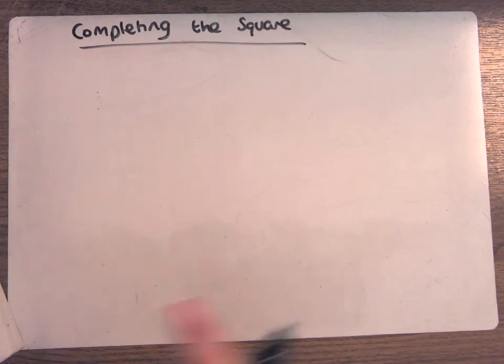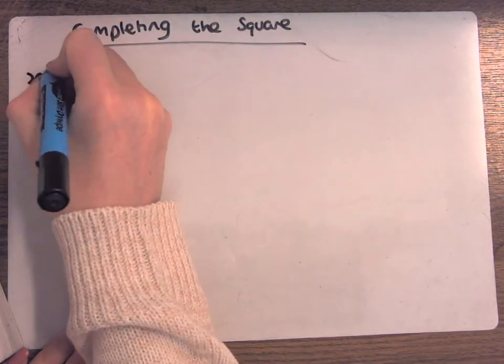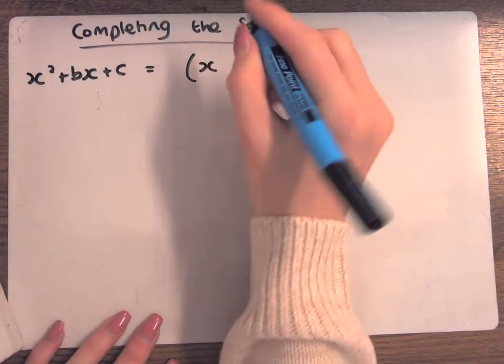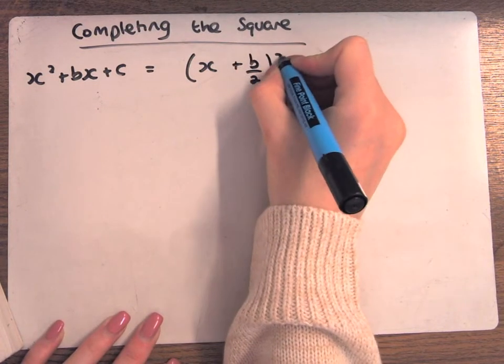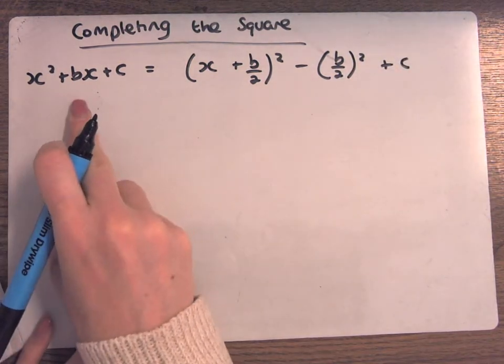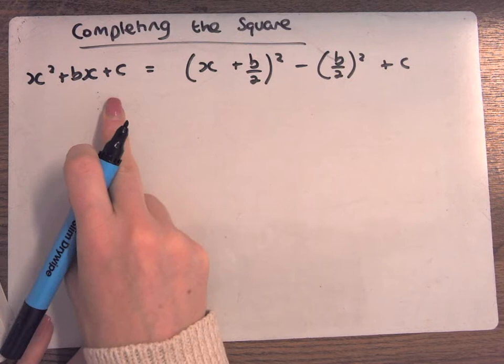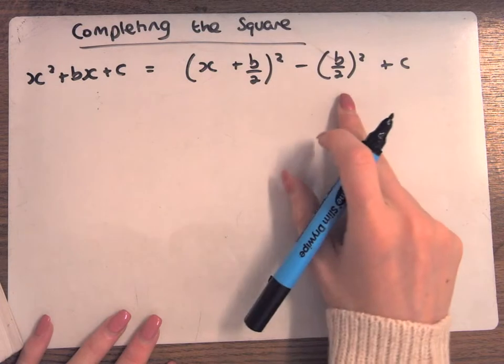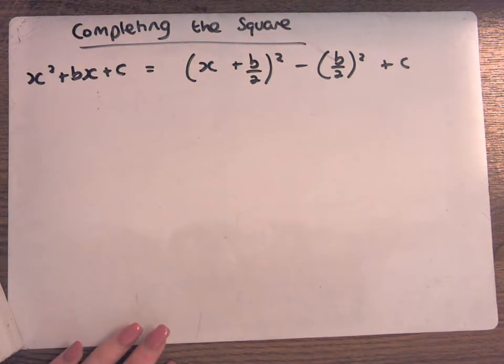Okay, so I'll give you the formula. So if you have a quadratic, x squared plus bx plus c, to complete the square, you do x plus b over 2 to be squared minus b over 2 to be squared plus c. So you have to get the x on its own before you do this. Okay, now let me just do a few examples and we'll see what happens.